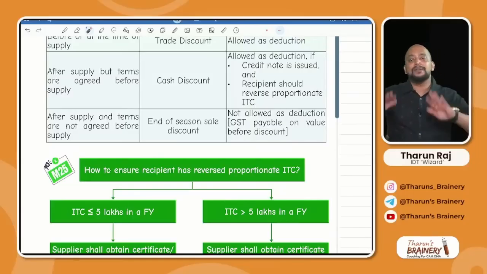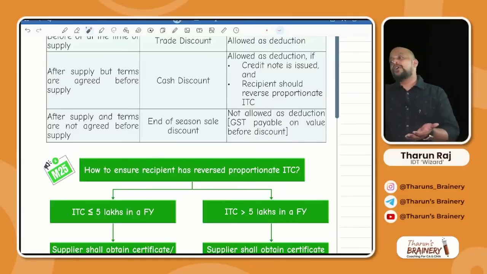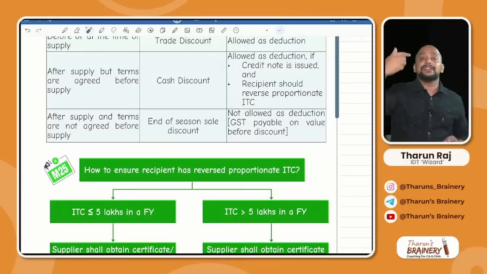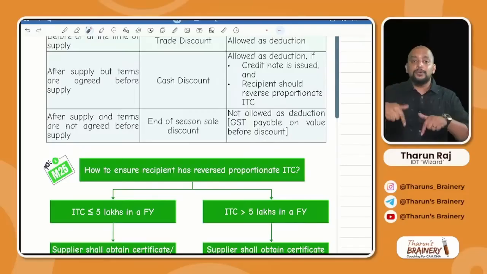Now I can show my liability reduced. I can give a credit note and my liability can be reduced, but the recipient should give me the declaration after completion of the year. Otherwise, tomorrow in an audit, the department will ask me to pay the liability on this. Whatever reduction I have got, I need to pay.